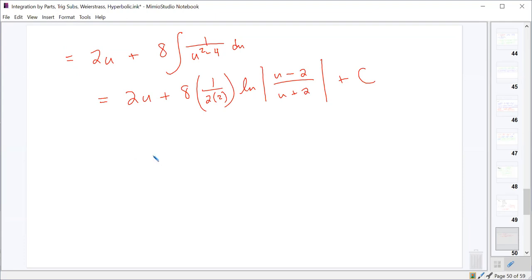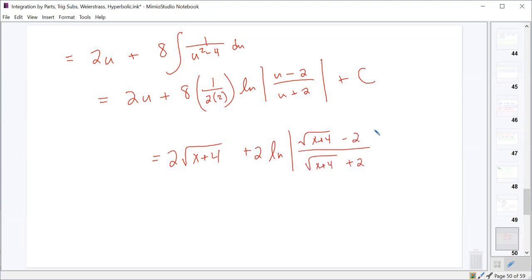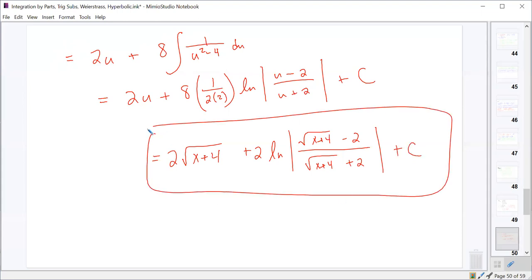And now just replace all your u's with root x plus 4. So 2 root x plus 4. This becomes plus 2 natural log absolute value root x plus 4 minus 2 over root x plus 4 plus 2, plus your constant. Any issues with that one?